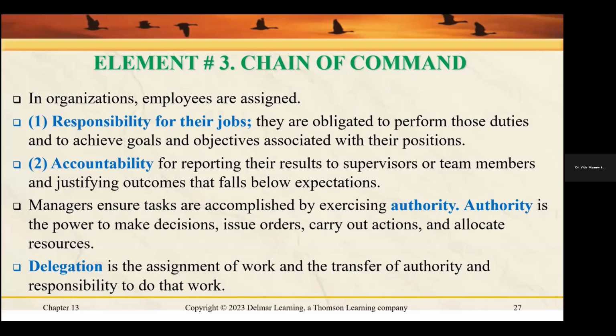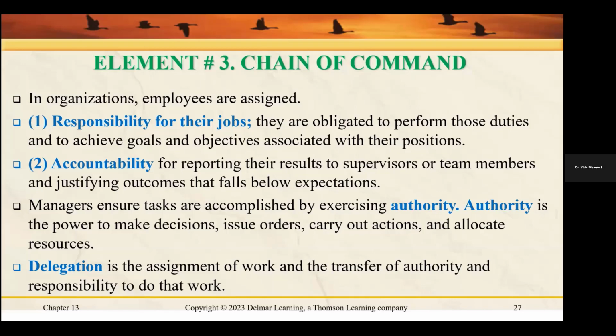So then delegation is the assigning of what? Giving someone your responsibility, work, and transfer of authority and responsibility to your subordinate to do that work. So these are all elements in chain of command.